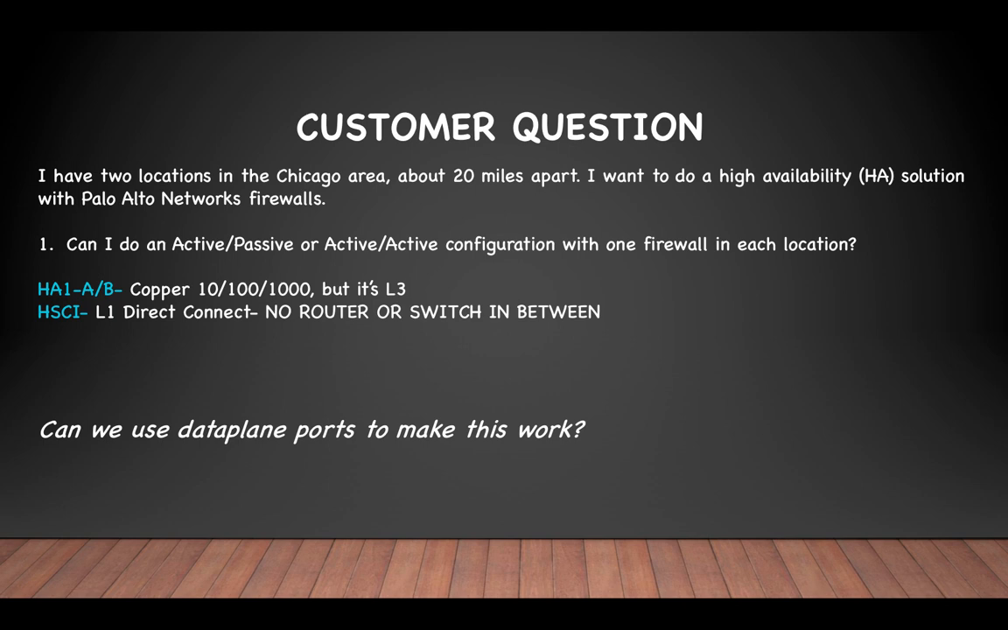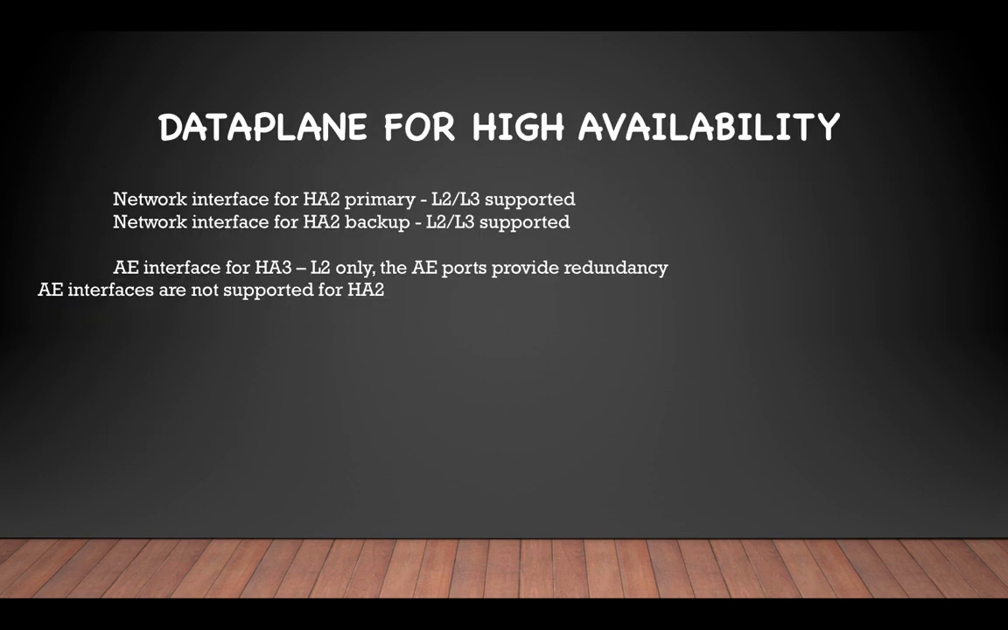The high-speed chassis interconnect interface is a layer 1 interface for both HA2 and HA3, so this can be an issue over large distances if you're not using dedicated fiber between sites. So if the default HA ports won't work for us, is there a way that we can use the data plane ports to go over long distances?